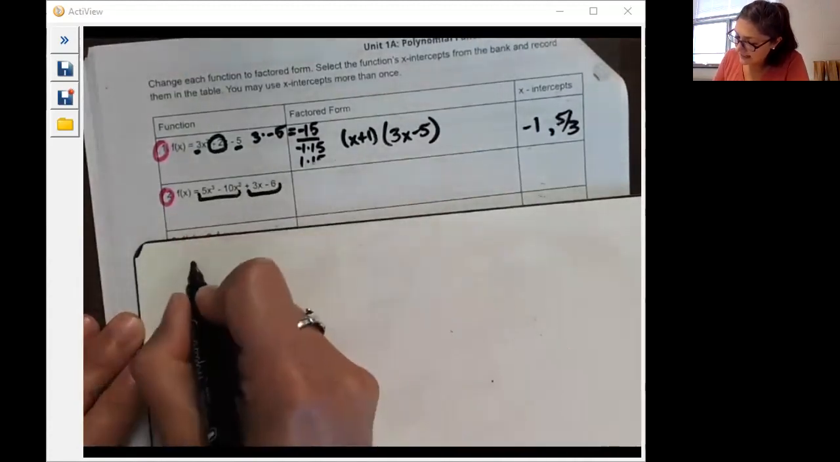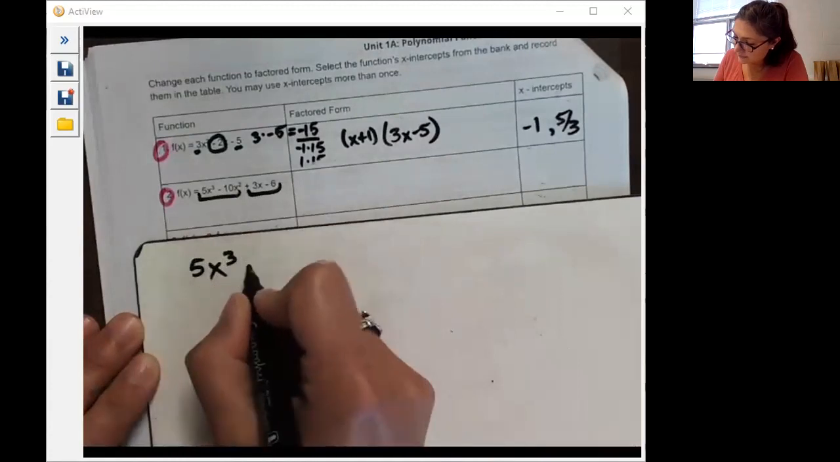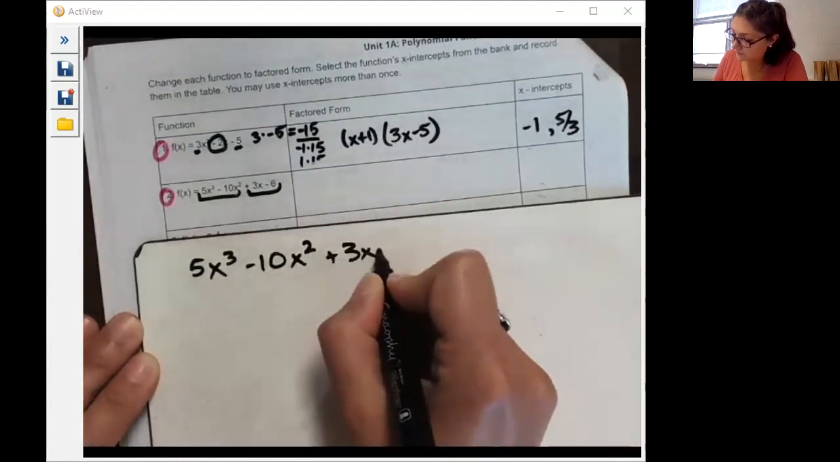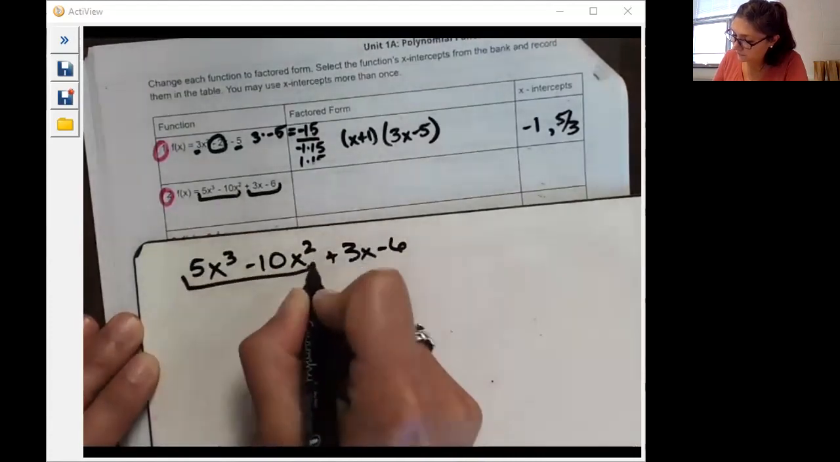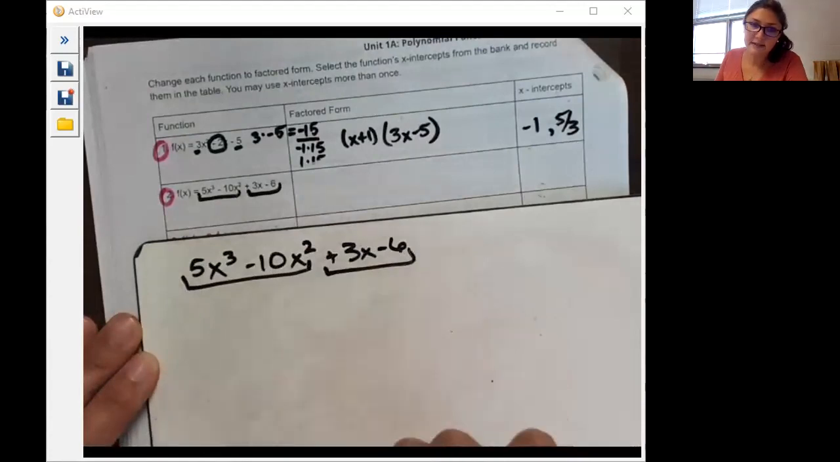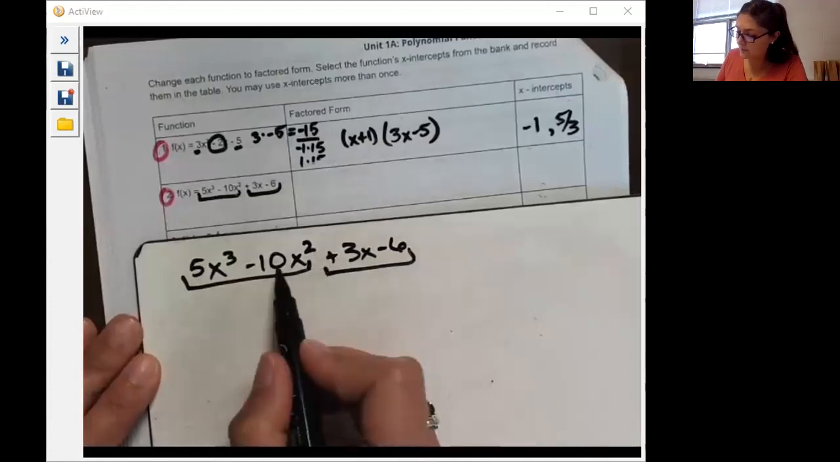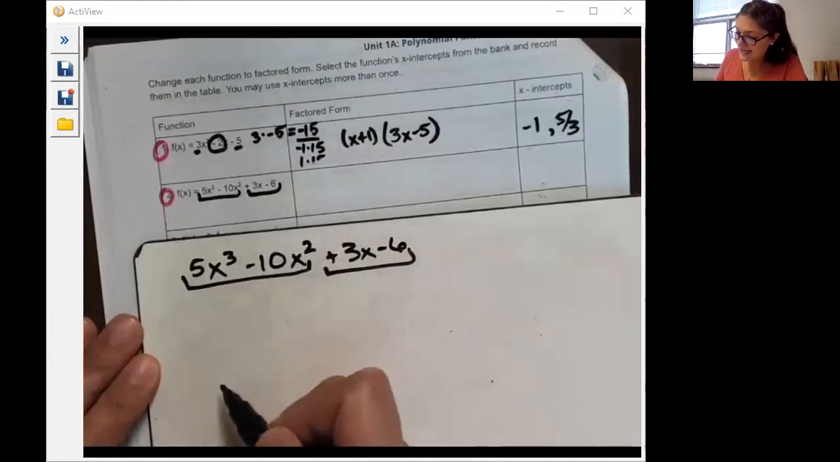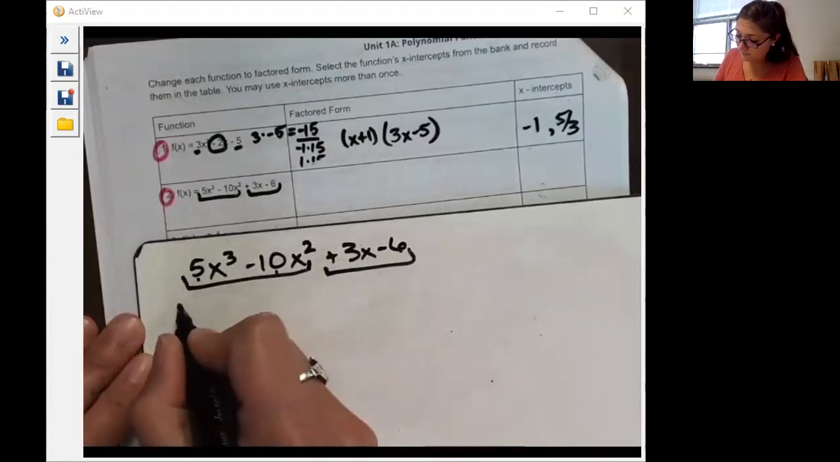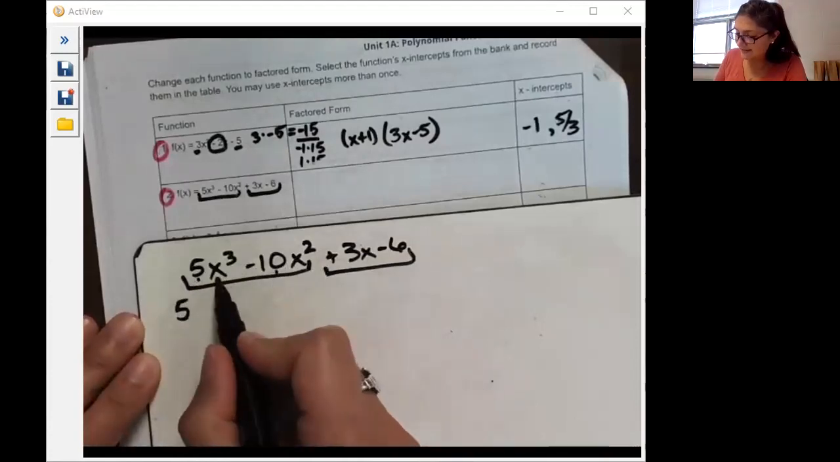Okay, so I have 5x cubed. I'm just recopying the problem again, so I have a little more space to work. And we split up into our groups, first 2 terms and last 2 terms, and we're going to look for the GCF, that greatest common factor, for each group. For my first group, I can see that I can divide my coefficients by 5, and then I also have x's as each part.